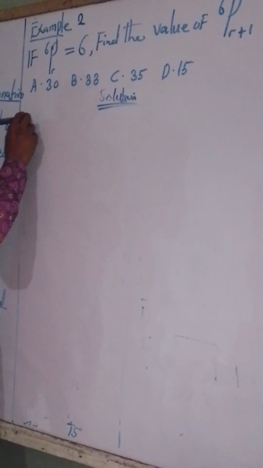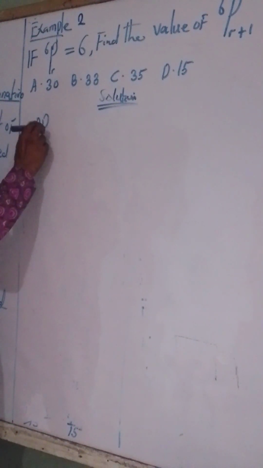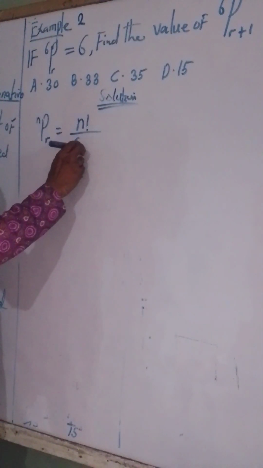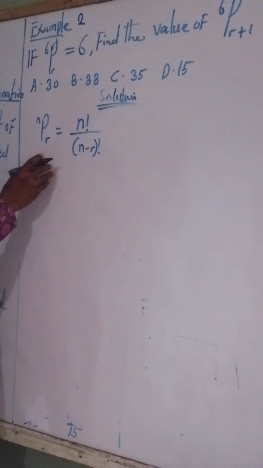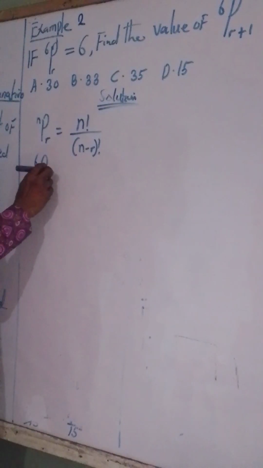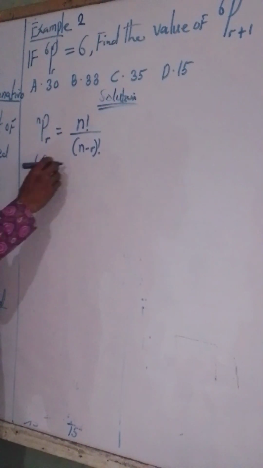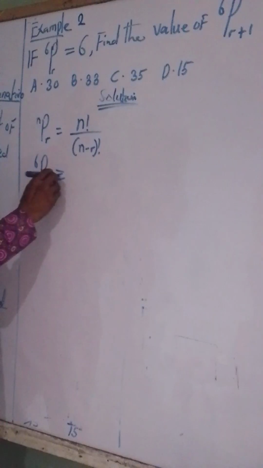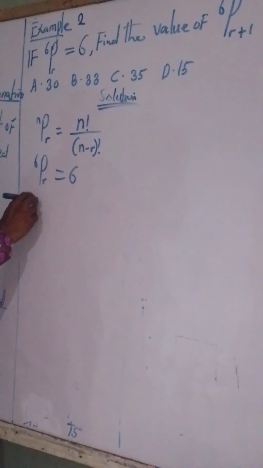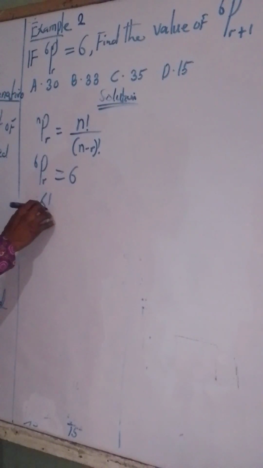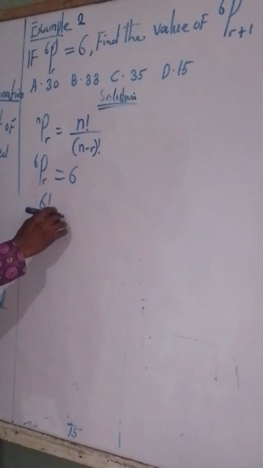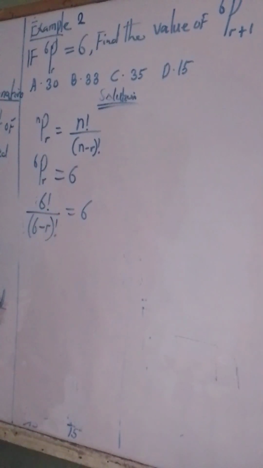We all know our formula for permutation: n factorial over (n minus r) factorial. Now, we are already given 6 permutation, which is equal to 6. From here, we will convert this to 6 factorial over (6 minus r) factorial, which is equal to 6.